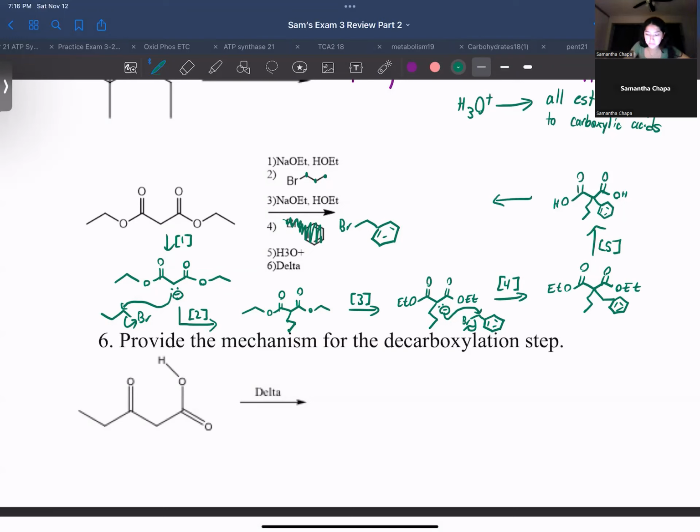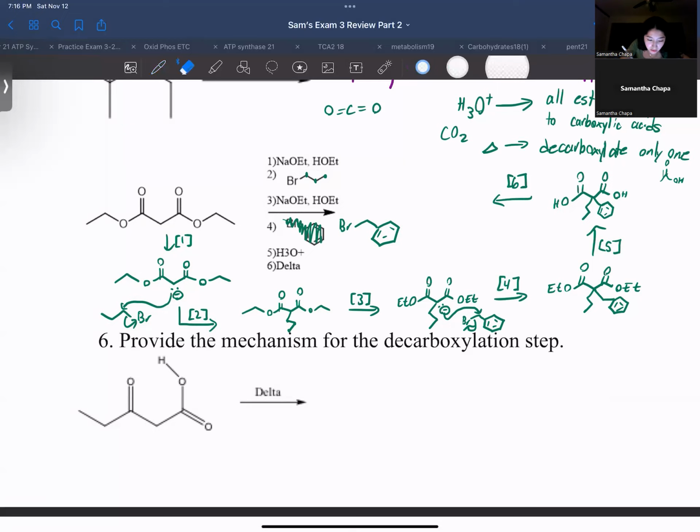Okay. 6 is heat. So the delta sign that you usually see is heat. And so what the heat will do is it'll decarboxylate. Only 1 carboxylic acid. And so when I think of decarboxylation, I think of losing CO2. What CO2 looks like is carbon double bonded to oxygen, and double bonded to another oxygen. And so I'm losing a total of 2 oxygens and a carbon. Same thing with this one.